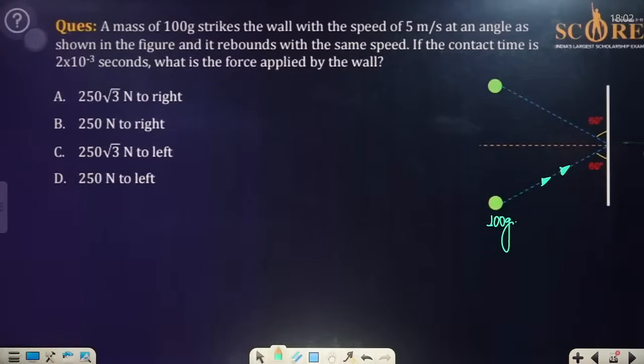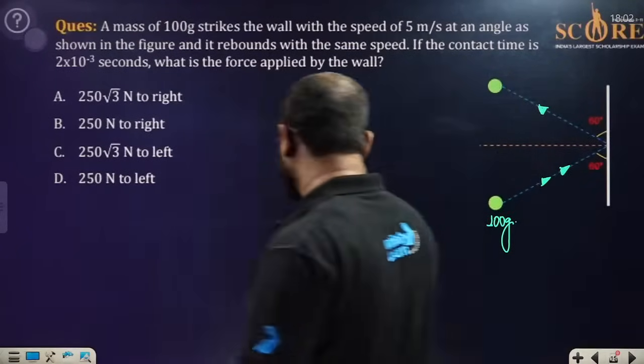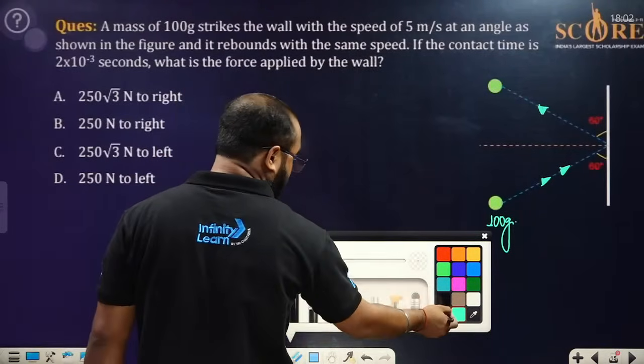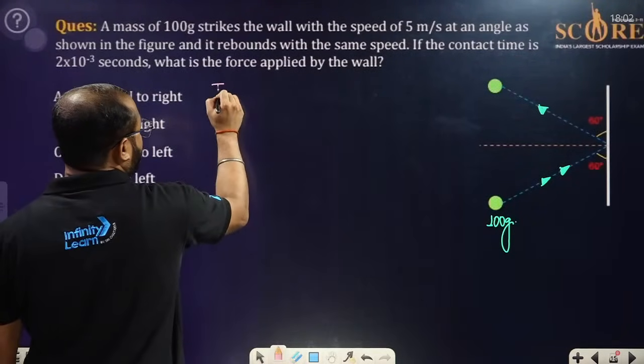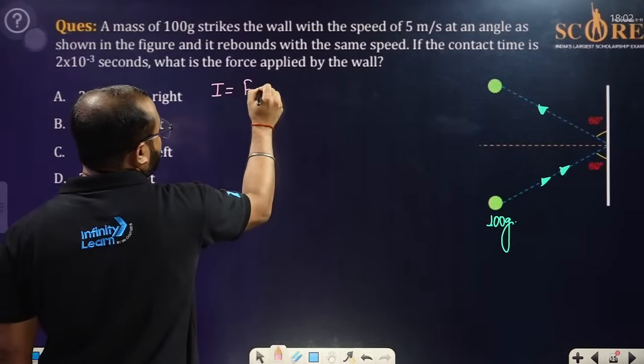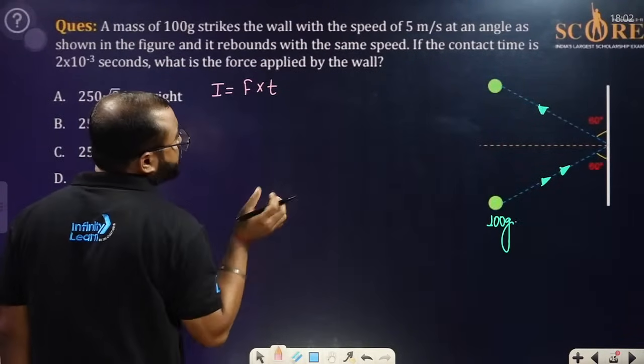And it rebounds. As you can see, it rebounds also, with the same speed, the same 5 meters per second. If the contact time is 2 into 10 to the power minus 3 seconds, what is the force applied by the wall? Contact time is given to us, so we can think about impulse, everyone. Impulse is equal to force into time, for a short period of time.